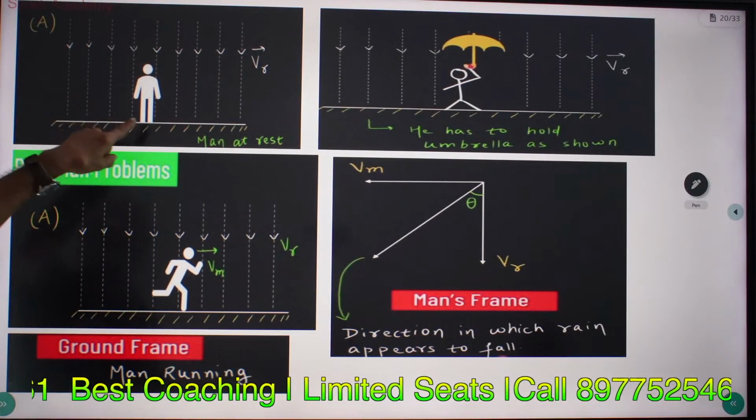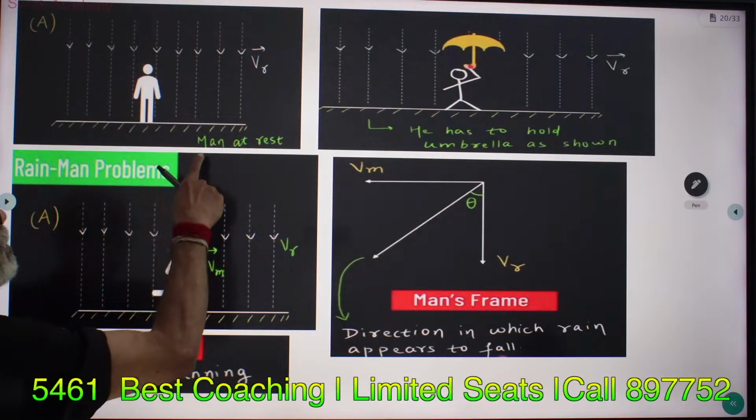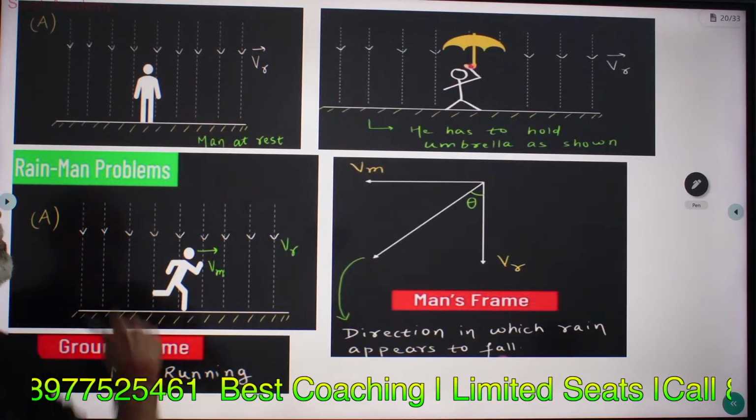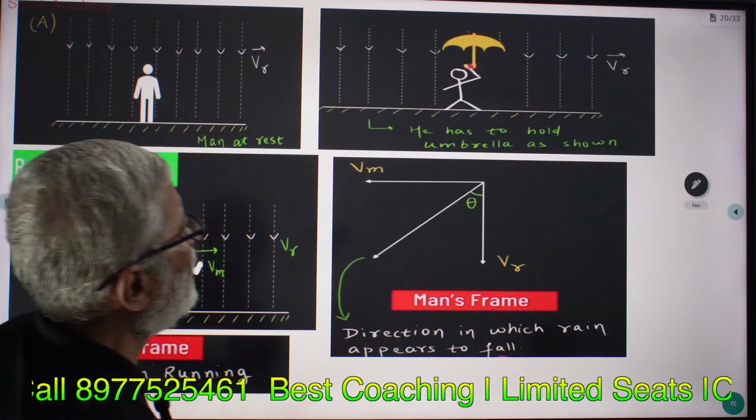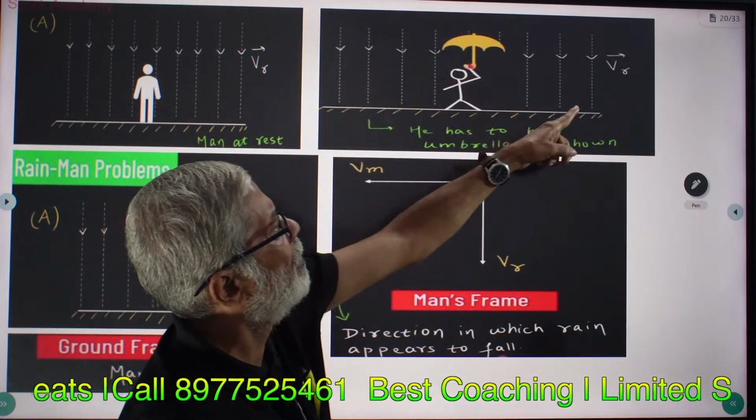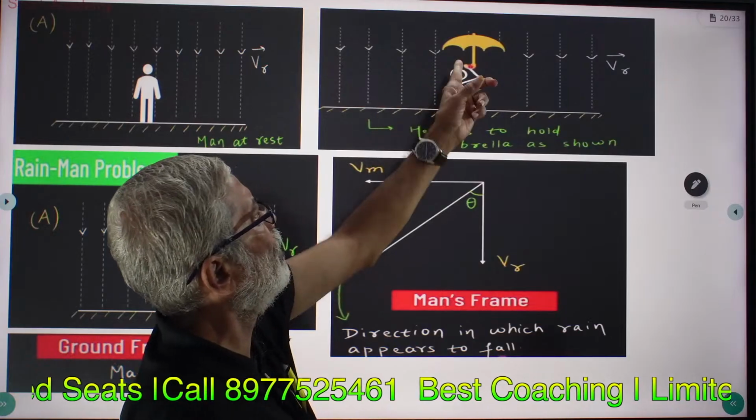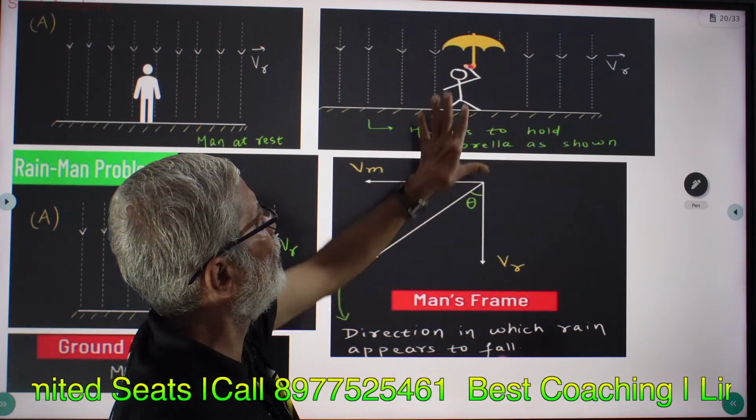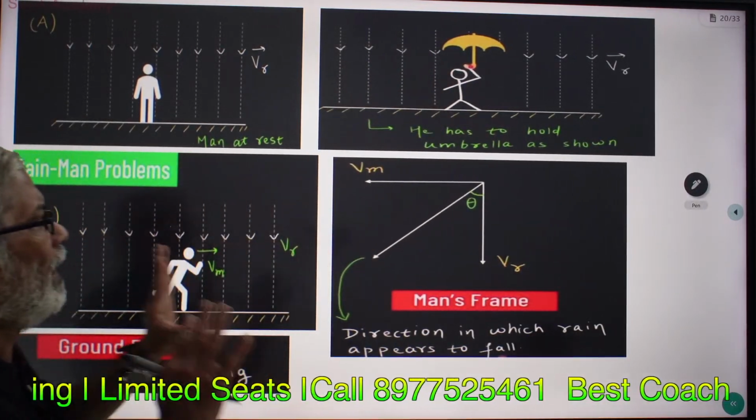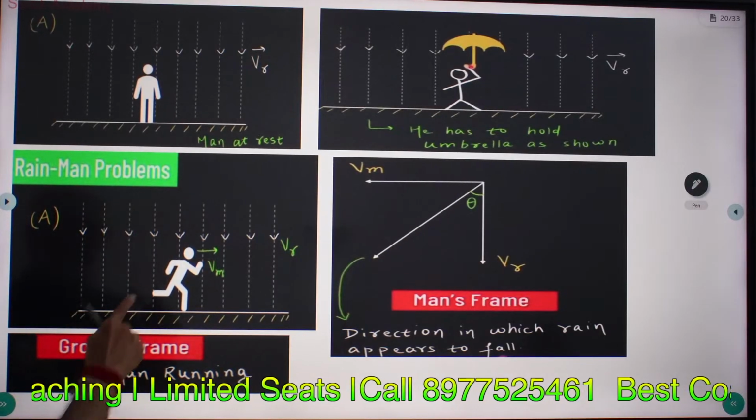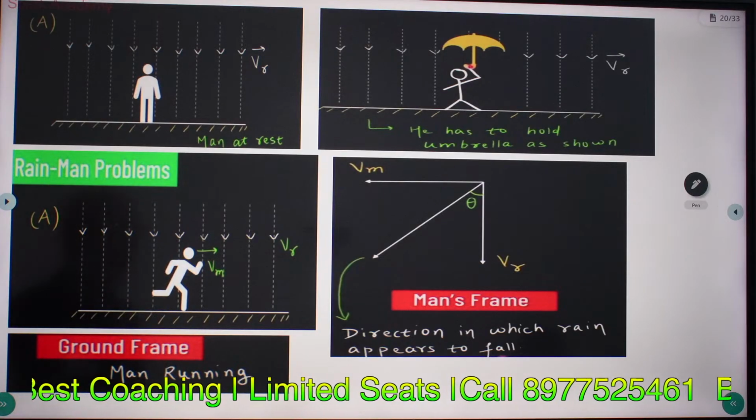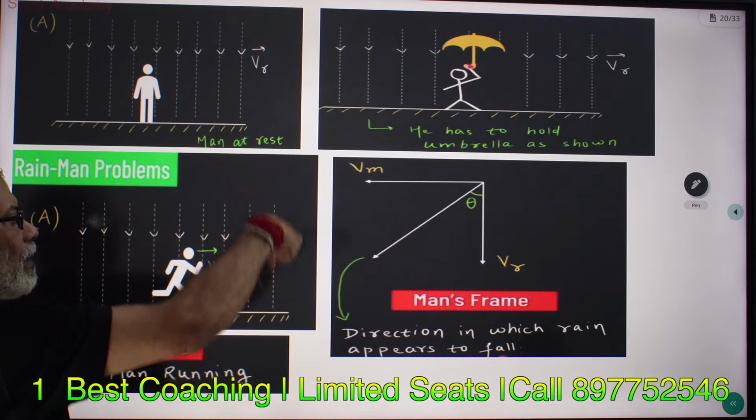So this is rain falling vertically. This is the man at rest. This is the man, rain is falling vertically, and this is the velocity of rain. So here you can see that he has to hold the umbrella as shown, in the perpendicular direction, along VR. He is holding the umbrella perpendicular with respect to the ground, because the man is at rest and rain is falling vertically. But actually what happens, suppose the man starts running with some velocity, Vm, which is nothing but the velocity of the man, and the velocity of the rain is like this.